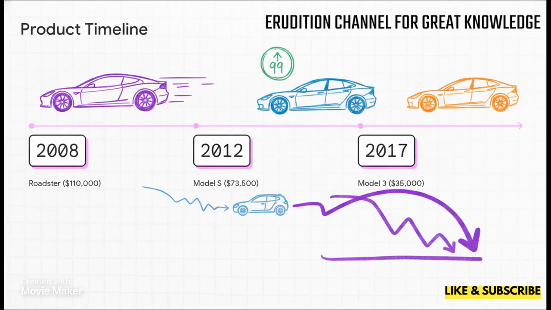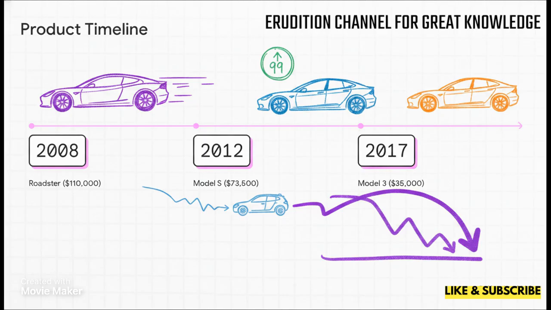Let's look at how they actually executed that timeline. In 2008, we get Step 1, the Roadster, a $110,000 sports car with faster acceleration than a Porsche or a Ferrari. In 2012, they hit Step 2 with the Model S sedan, starting at $73,500. This appealed to a larger market, allowing for bigger production runs to drive down unit costs, and it was a massive hit, winning 2013 Motor Trend Car of the Year and snagging a near-perfect 99 out of 100 from Consumer Reports.